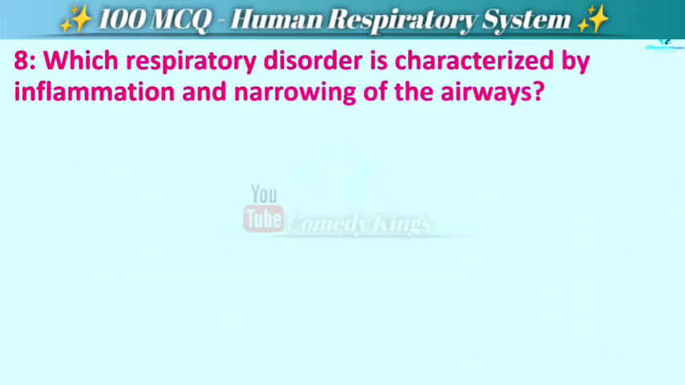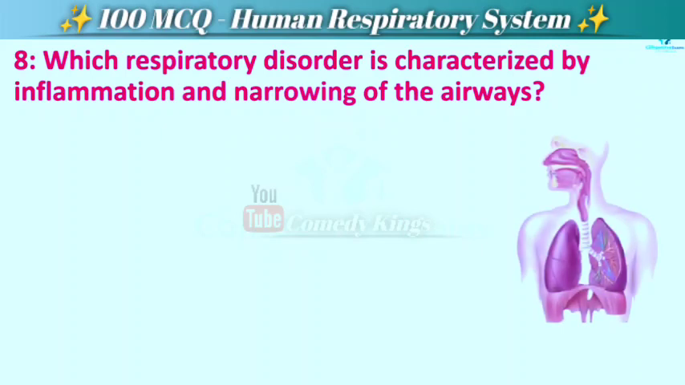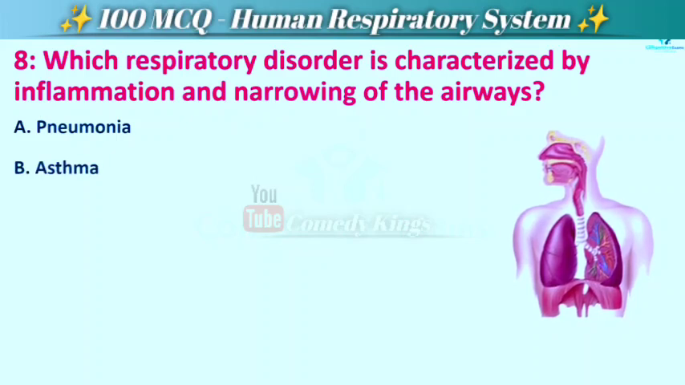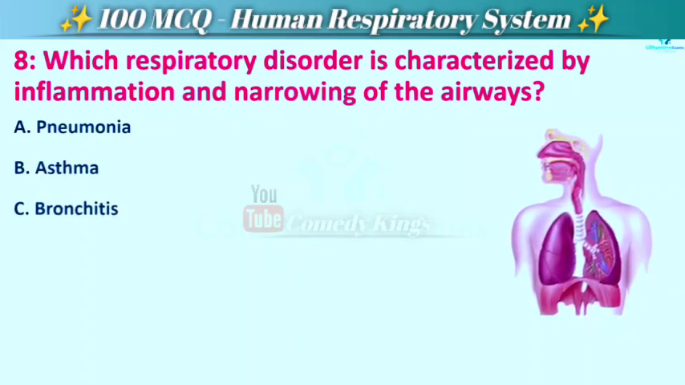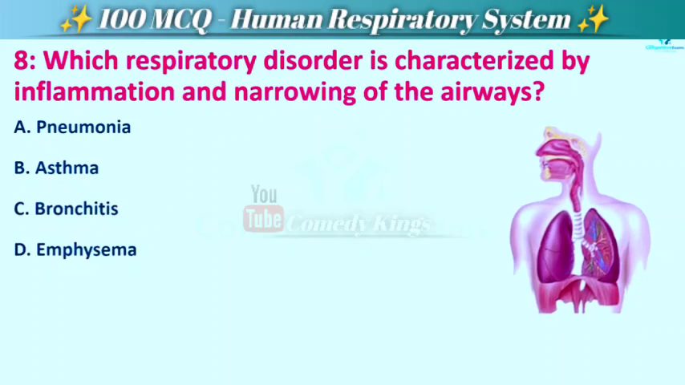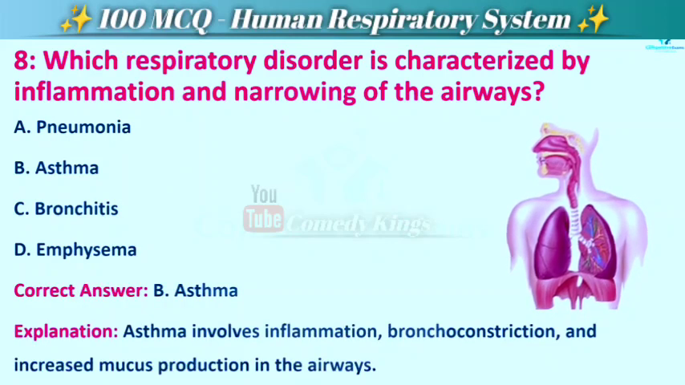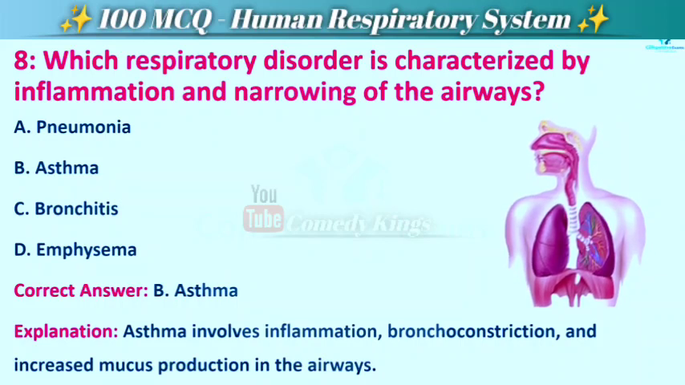Question number 8. Which respiratory disorder is characterized by inflammation and narrowing of the airways? Your options are pneumonia, asthma, bronchitis, or emphysema. The correct answer is B, that is asthma. Asthma involves inflammation, bronchoconstriction, and increased mucus production in the airways.